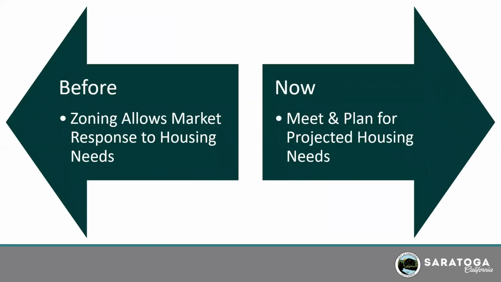For many years, the primary function of the housing element was to ensure that cities and counties had zoning in place that would allow the market to build the necessary housing. More recently, there has been increasing legislative pressure on cities and counties to take responsibility for meeting projected housing needs, as well as planning for them in the housing element.